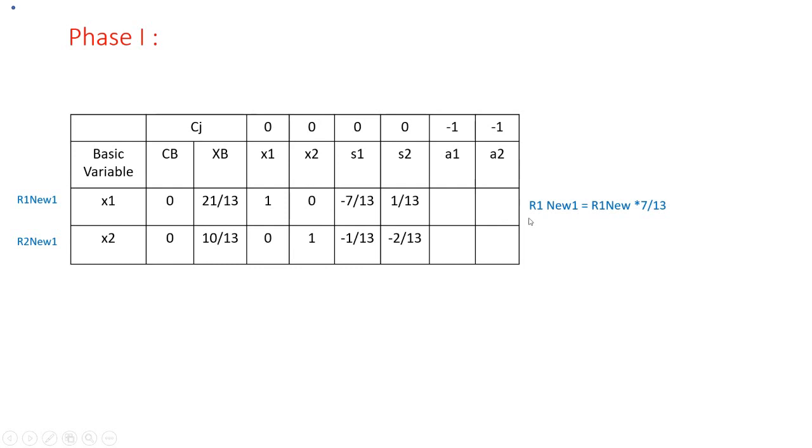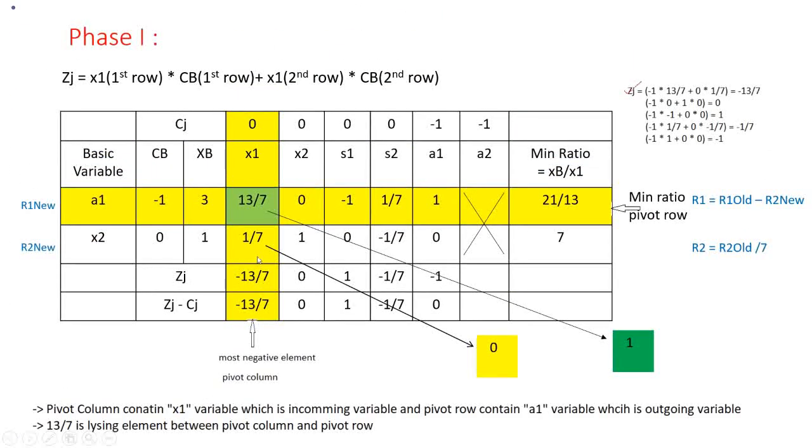And again, for all the equations, for all the rows, we get the values 21 by 13, 1, 0, minus 7 by 13, 1 by 13. And for the second equation, R2 new 1 is R2 old 1 minus R1 new 1, that is 1 into 1 by 7. So here the value is 0, because in the previous table we have 1 by 7.